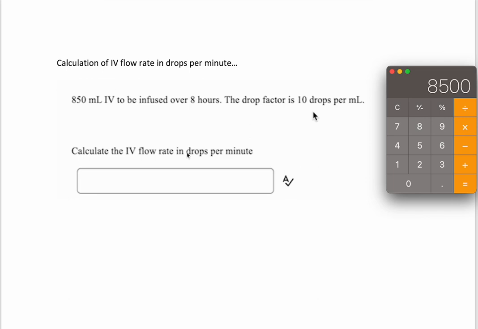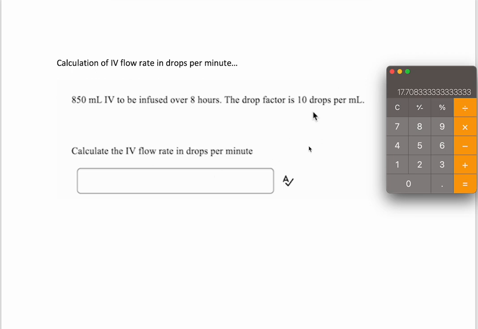And then we want to know how many drops there are per minute. So we know that this is going to happen over 8 hours, but it is asking per minute. So I'd first divide by 8 and then divide by 60 because there's 60 minutes in an hour. Then we get 17.7, but we can't do a partial drop. So this would be rounded to 18 drops per minute as the answer.